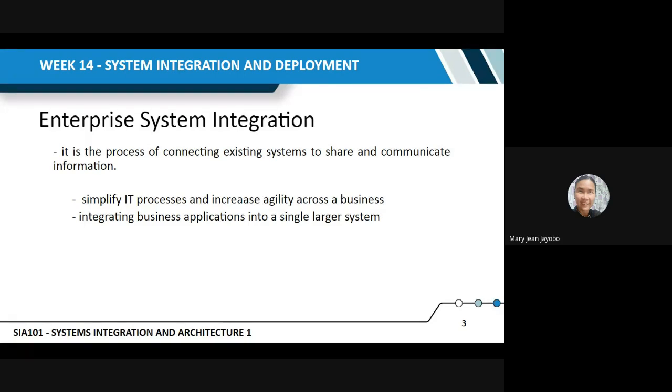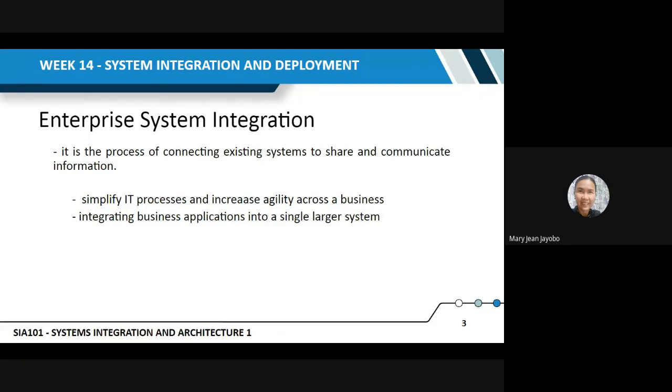Before, when there was no system yet, what the other departments did was that HR would go to the accounting office to submit the attendance of the employees. Afterwards, payroll would compute, and then bring it to another department.